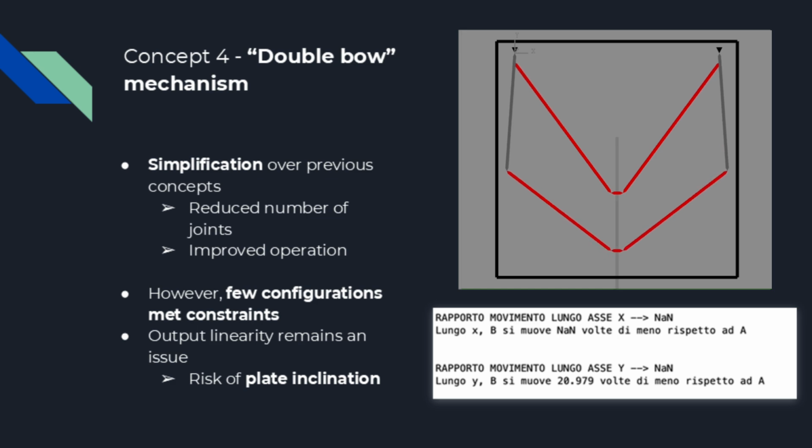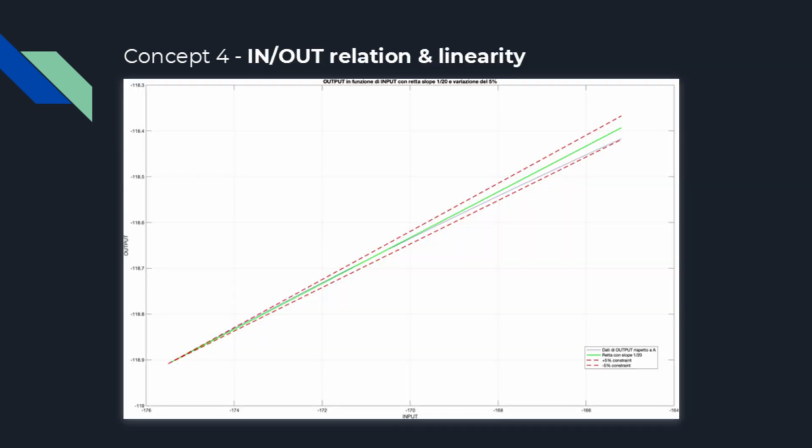This concept leverages a completely different lever principle compared to the previous ones. With this design, we significantly simplified the prior concepts by reducing the number of joints and ensuring a more straightforward operation. However, we faced considerable challenges in finding a suitable configuration, as only a few setups complied with the imposed constraints. Another issue is the output linearity, which is not guaranteed and may result in a potential plate inclination.